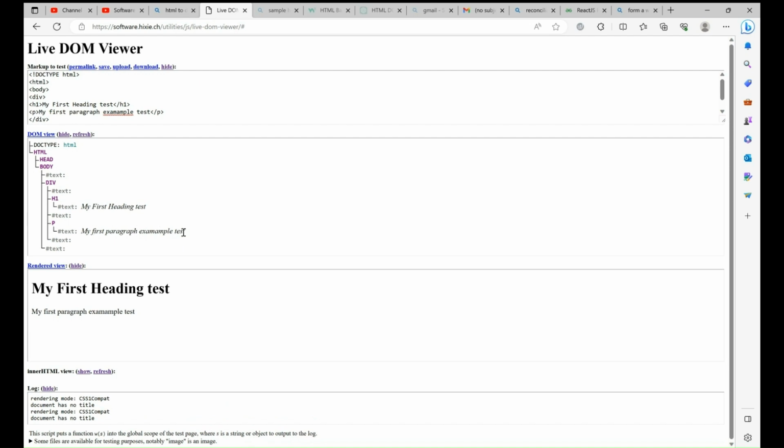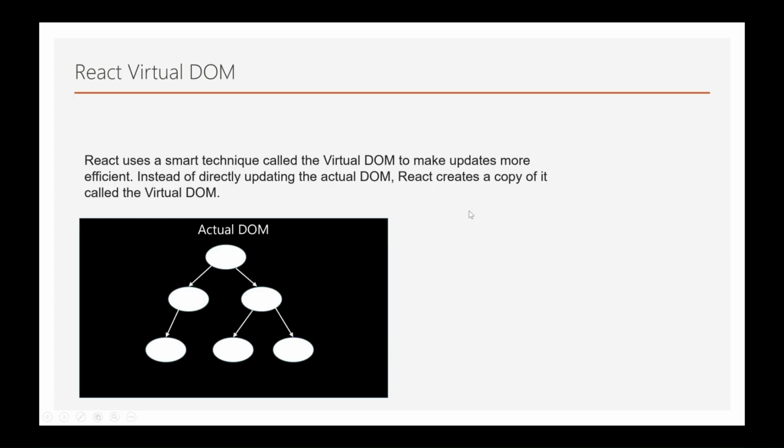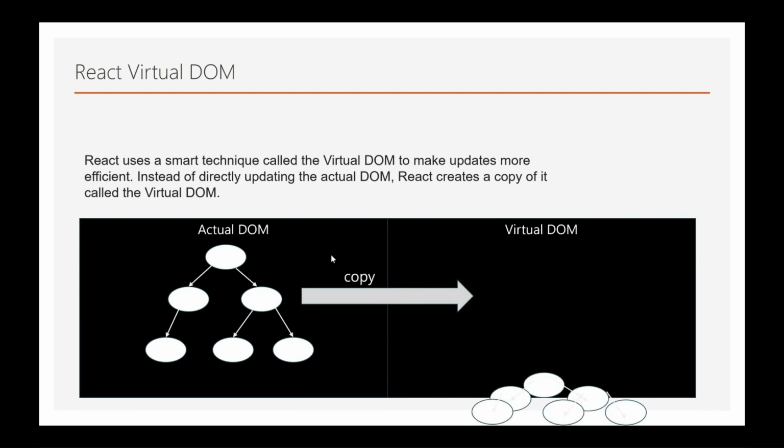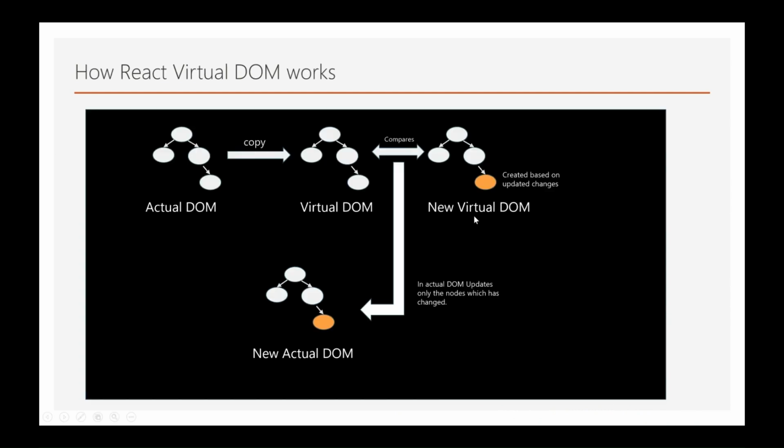Here, the node P element on the DOM tree is updated. The browser then re-renders the page to show the updated content. Here the browser re-rendered to show the updated text on the P element. However, this process of re-rendering can impact performance, especially in complex web applications. Now let us understand the React virtual DOM concept. React uses a smart technique called the virtual DOM to make updates more efficient. Instead of directly updating the actual DOM, React creates a copy of the actual DOM called the virtual DOM.